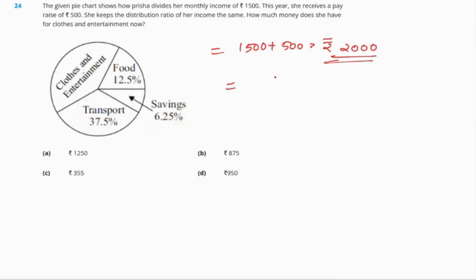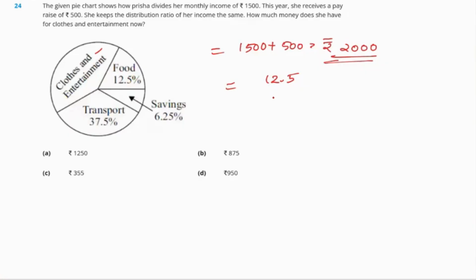So first we have to find out the total percentage she is spending on other things, and then the percentage for clothes and how much money she spent on clothes and entertainment. To find the percentage, we have to add all the other percentages and subtract it from 100 percent. So we will get the percentage for clothes and entertainment, and after that we will find out how much money she is spending on that.